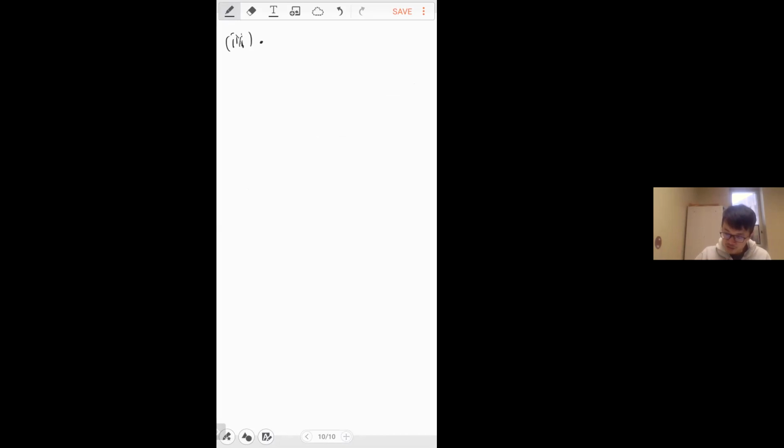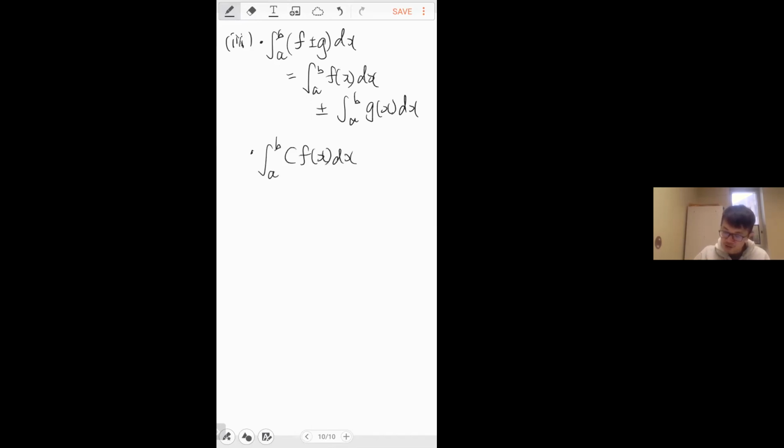And then some other properties are the following. If I want to take the integral of f plus or minus g, then I can split them into two terms. So I can calculate the integral separately and then plus or minus them. Second property, if I am calculating the integral of a constant multiple, I can always pull out the constant.